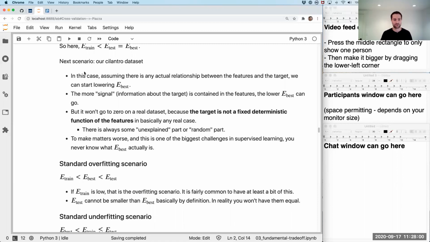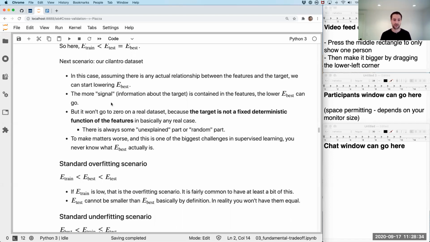So in the case of the cilantro data set, let's assume there's actually some information here. Just speculating, maybe people who like cilantro have a better time with vegetables, and so they were more likely to become vegetarian. And so maybe there's a slight relationship between people who eat meat more often and being less likely to like cilantro. So if that relationship exists, we can start lowering e-best. We can actually start to do better by learning from the data.